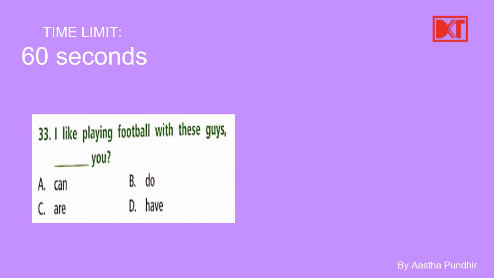Okay, here it says, I like playing football with these guys, dash you. A, can you? B, do you? C, are you? D, have you? Here the correct answer is B. I like playing football with these guys, do you? This was pretty easy, right?